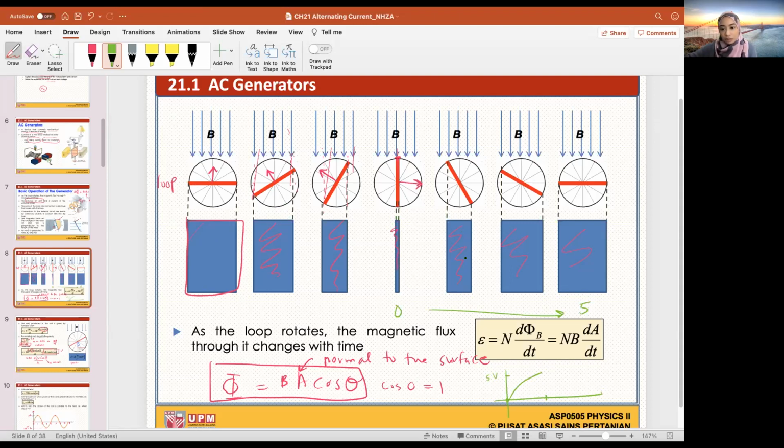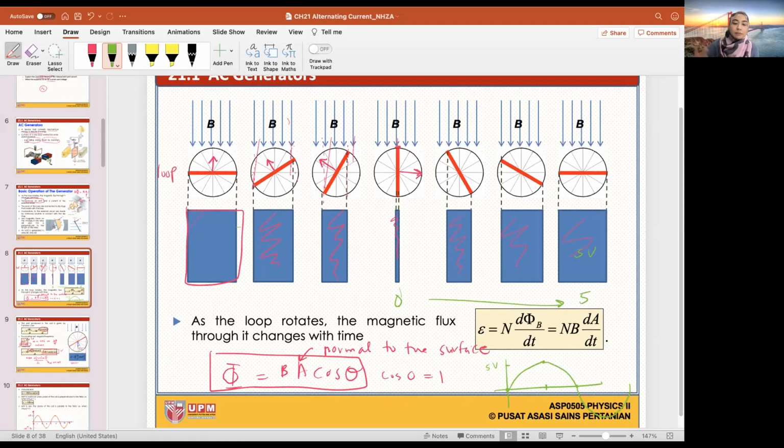I start from 0 and I increase slowly to the maximum 5 volts. This is 0, this is 5 volts. I increase slowly. And then after I reach the maximum, we will see here that it slowly goes down until it becomes 0. And then after it becomes 0, it slowly goes up. But now the current flips. It will flip. Here it doesn't show the flip, but it will flip. But even though it flips, it will reach a maximum value. The maximum value is a negative.